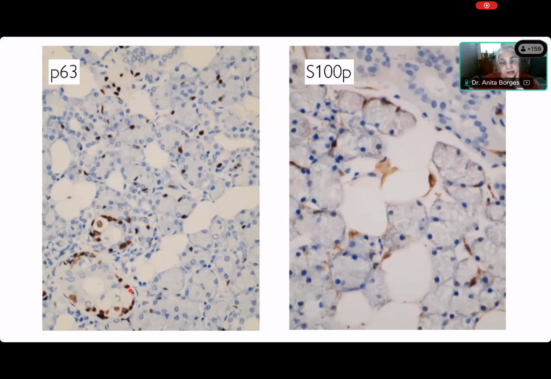But it doesn't matter whether these are myoepithelial cells or basal cells. They are going to express P63. So P63 is not, and I repeat, not a marker of myoepithelial cells alone. It is a marker of myoepithelial cells as well as basal cells.